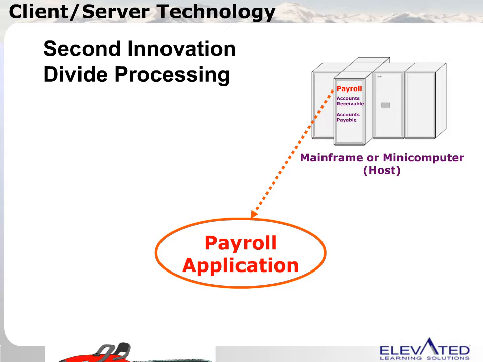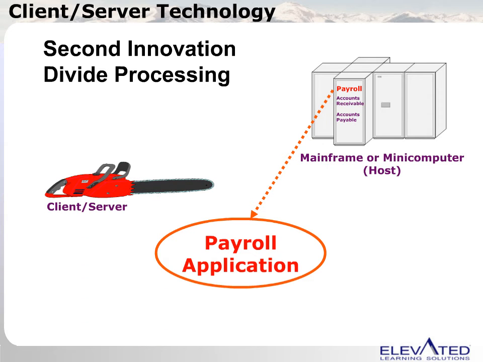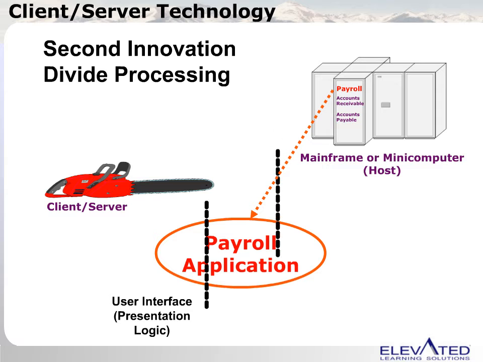You can look at client-server technology like a chainsaw. That's my metaphor. It allows developers to cut the logic of a program into three logical divisions. You have the user interface, you have business logic, and then finally you have data management.